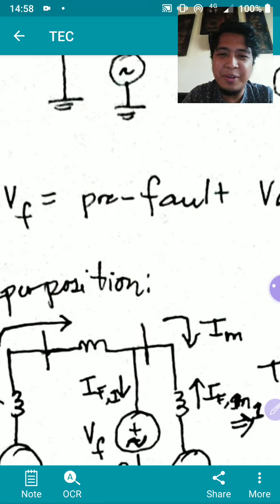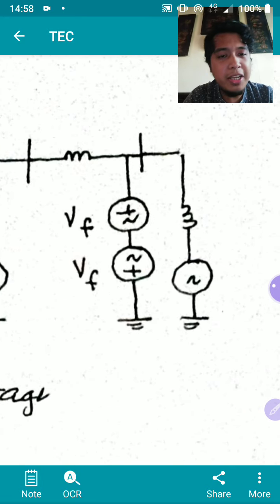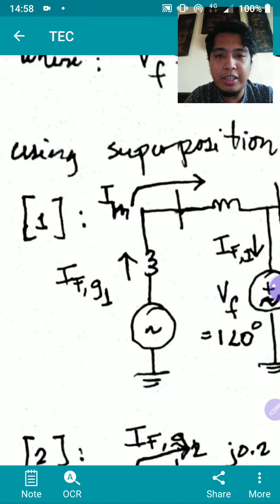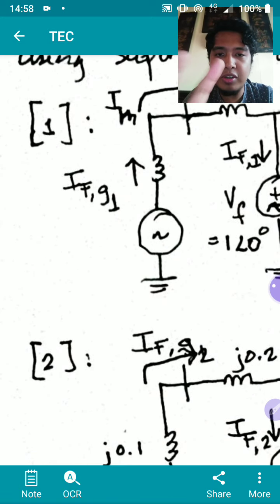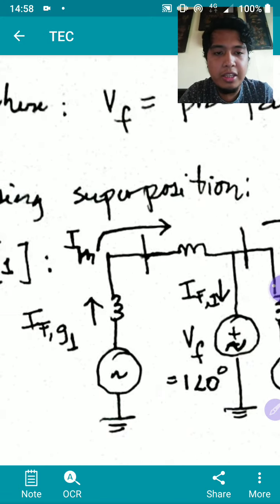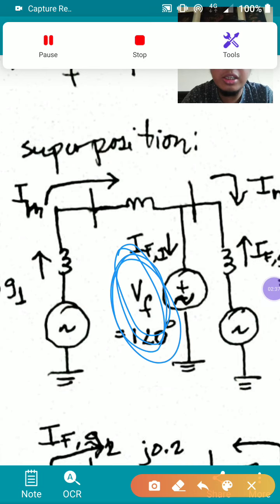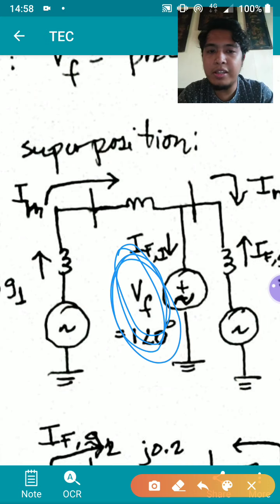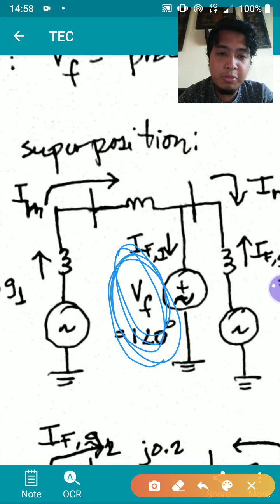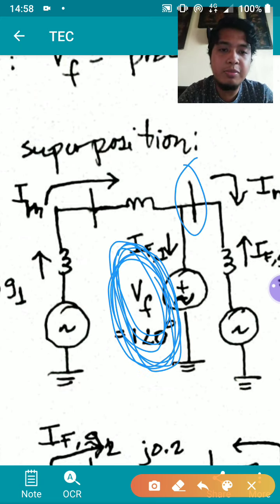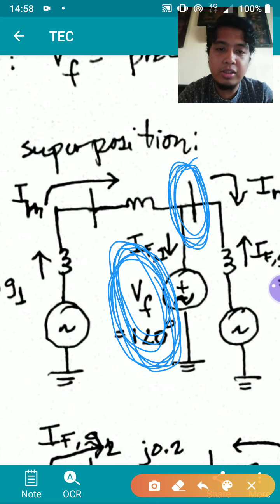Okay, so using superposition, we can separate those two voltages. Take note, this is the pre-fault voltage at the fault point. Take note, the fault point is at bus 2. Therefore, the pre-fault voltage at that bus, the voltage before the fault happens, is 1 angle 0. So this pre-fault voltage is 1 angle 0. This bus 2 is 1 angle 0. Take note.